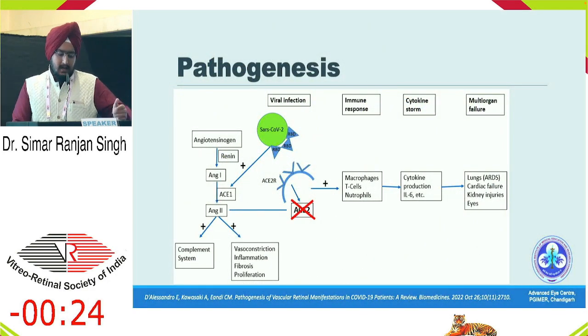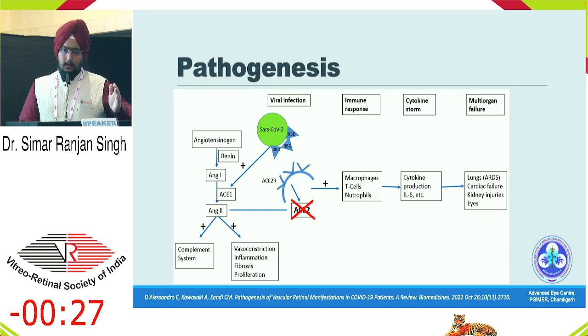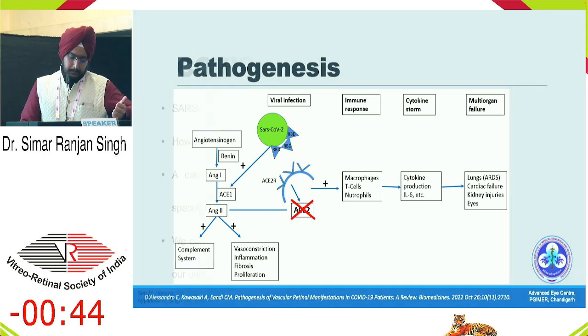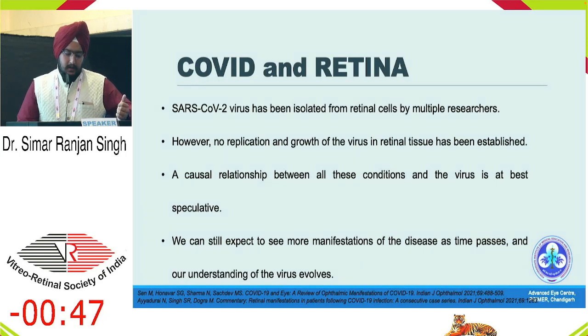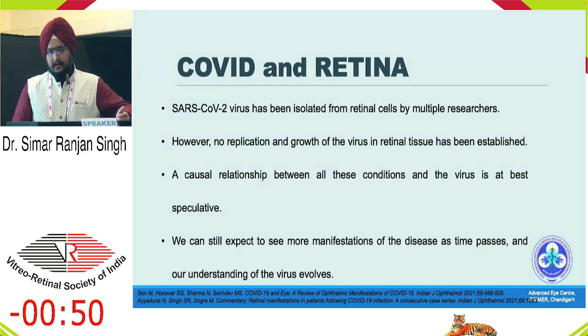The pathogenesis has been described as the COVID virus binding to the ACE2 receptors, which subsequently causes an increase in Ang2, which can be related to some of these complications such as vasoconstriction, inflammation, loss of the endothelium and more coagulative disorders. The SARS virus has been isolated from the retinal cells, and ACE receptors have been found on the retinal cells. So there is corroborative evidence. However, no replication or growth of the virus has been shown in the retinal tissue. And a causal relationship is at best speculative, though we do have a temporal association.